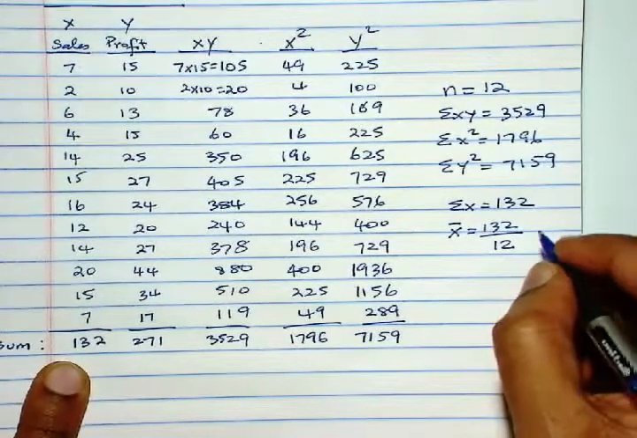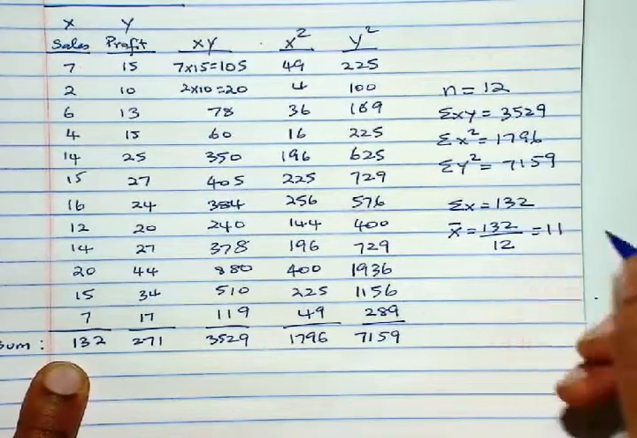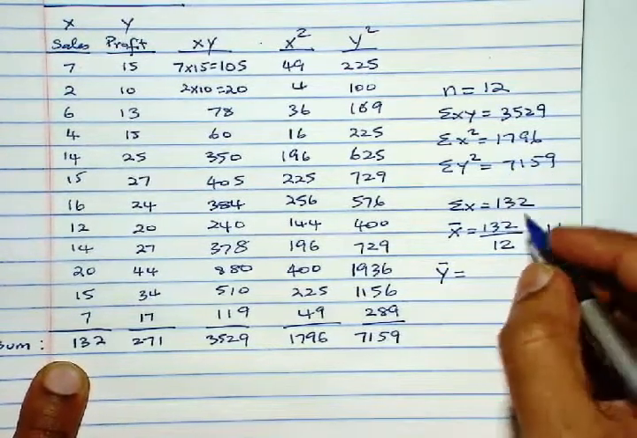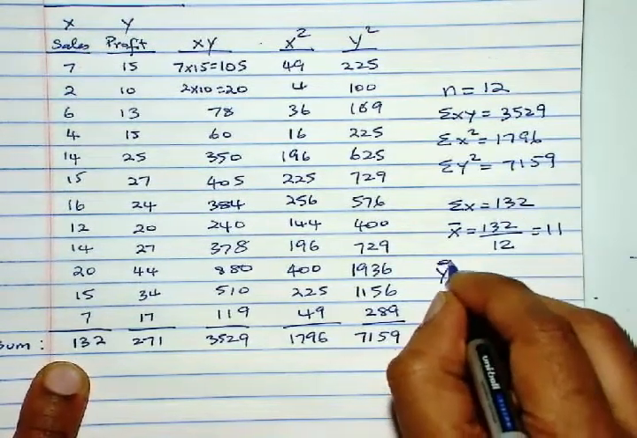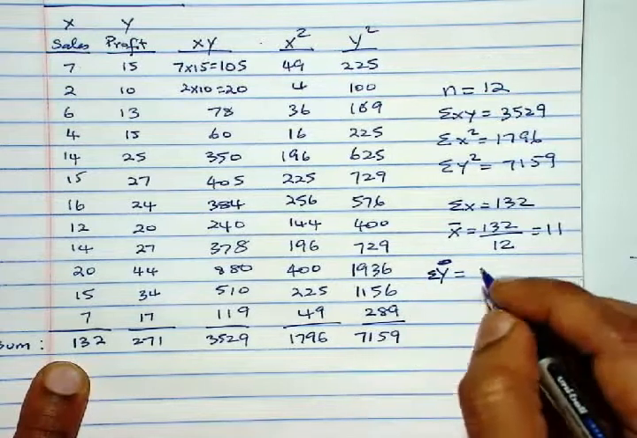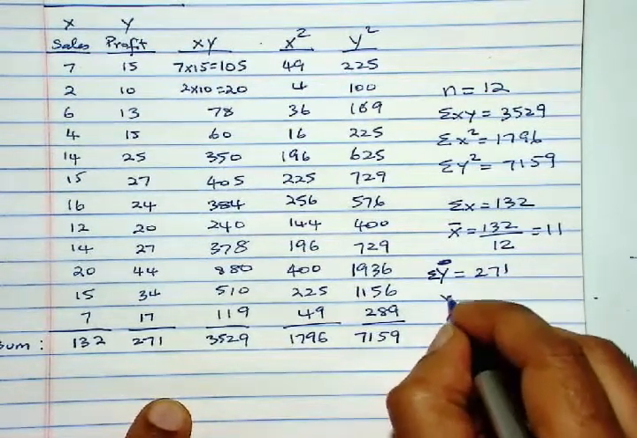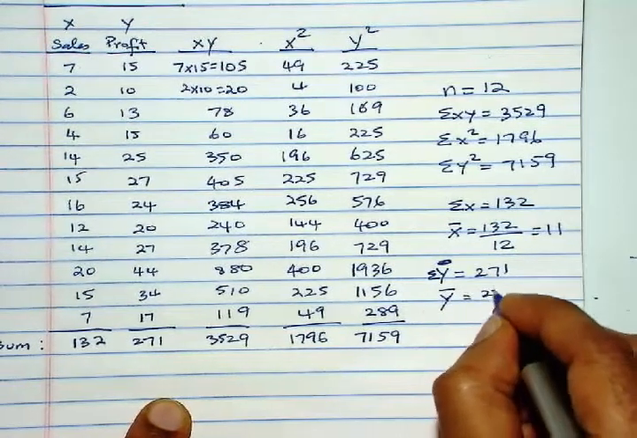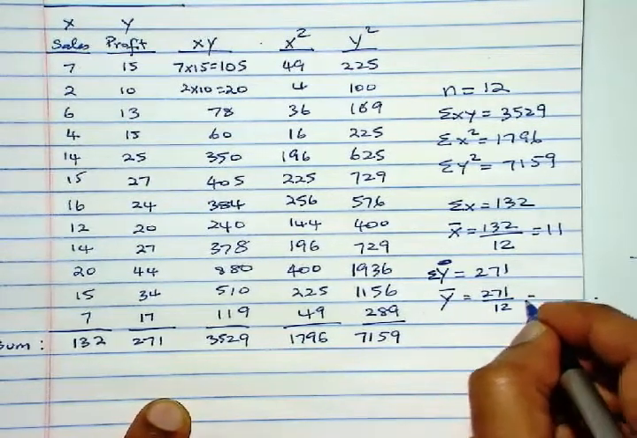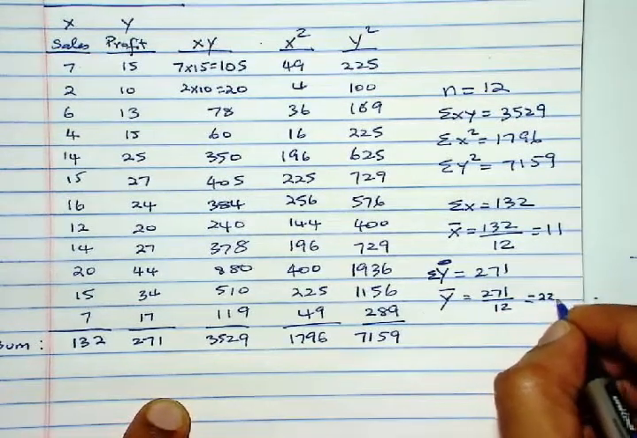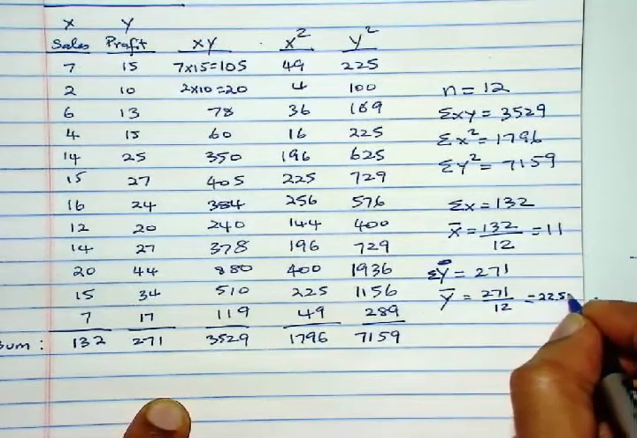Now sum of X is 132, so X bar is 132 divided by N, which is 12. So that will give us x bar of 11. Y bar is sum of y, well, sum of y, we'll first do sum of y. Sum of y is 271, so y bar is 271 divided by 12. That will give you 22.5833.